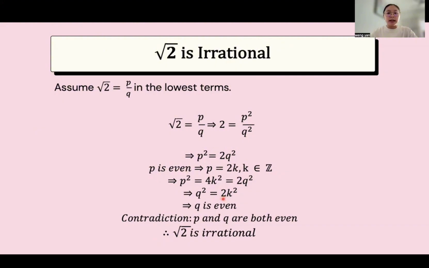This new equation shows that q squared is also an even number. If q squared is even, then q must also be even. We have proven that p is even and q is even. This means both p and q are divisible by 2. This contradicts our initial assumption that p over q was in its simplest form and shared no common factors. Since the starting assumption leads to this logical breakdown, the assumption is false. Therefore, we conclude that the square root of 2 is irrational.